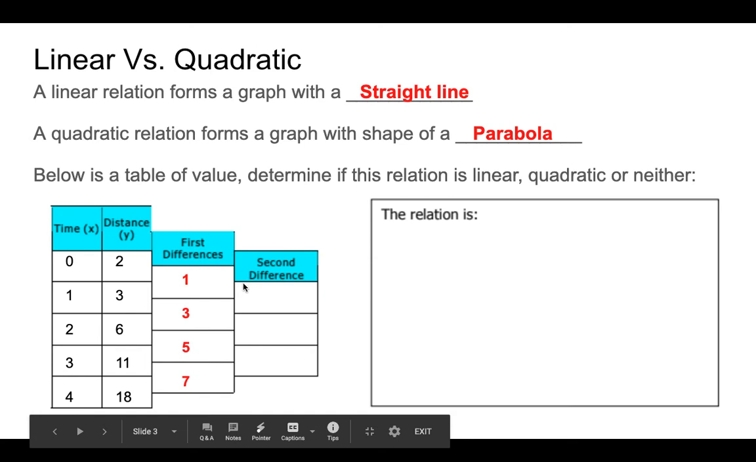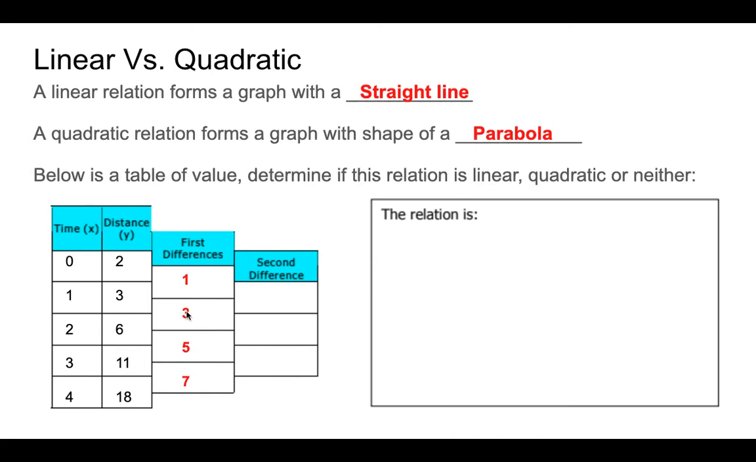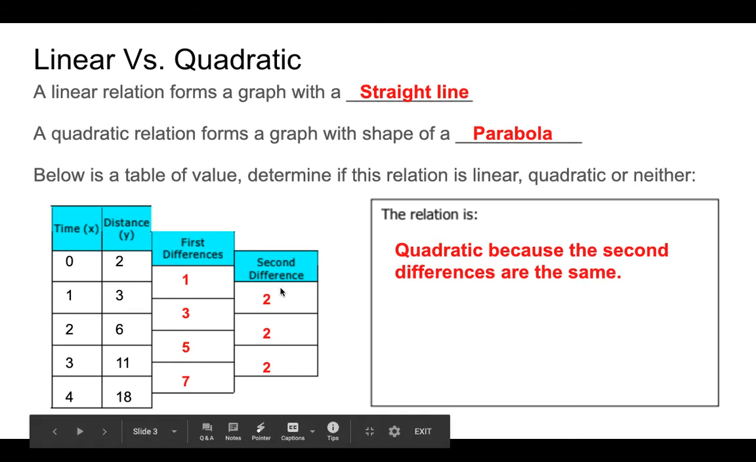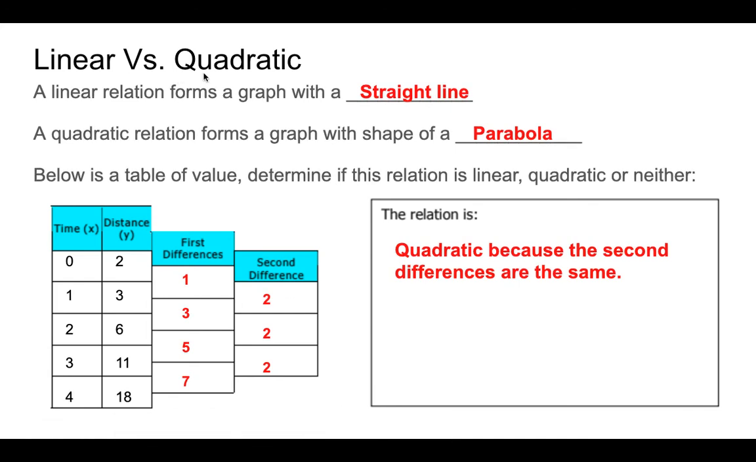So let's see if the second differences are the same. If we do 3 minus 1, that gives us 2. 5 minus 3 also gives us 2, and 7 minus 5 gives us 2 again. So notice how the second differences are the same. So this relation is quadratic because the second differences are the same. The third way, which I'm not going to really discuss here, to determine if it's linear or quadratic, remember linear equations have an x term in it, and a quadratic equation has an x squared term in it.